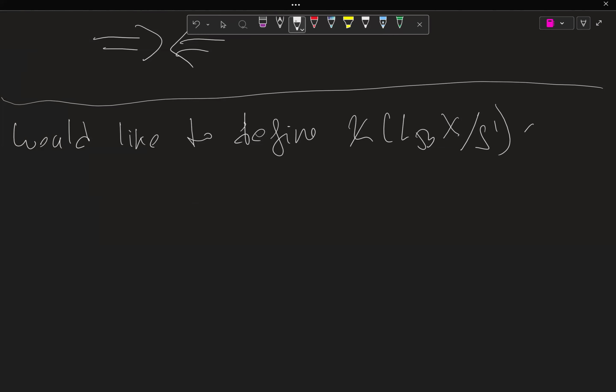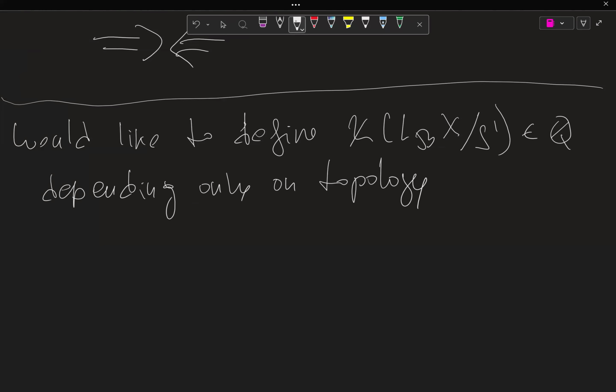So this is a rational number, depending only on the topology of X. I think it's too much to hope that it will be homotopy invariant, but I don't know actually. I don't really know very much about this orbifold Euler characteristic theory, but as I understand, at the moment, this doesn't quite exist.